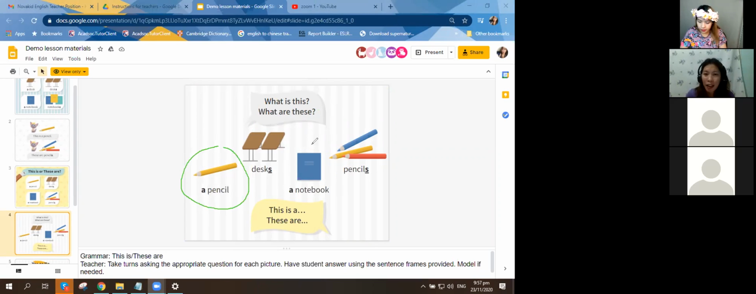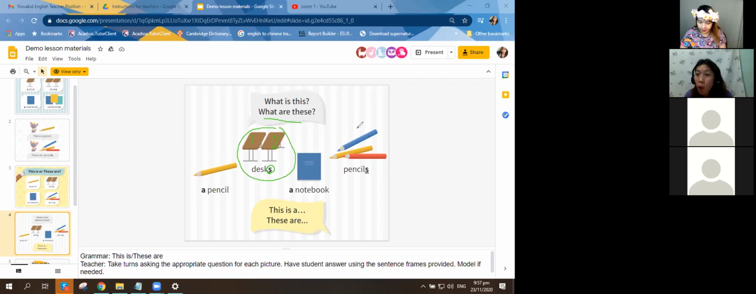Good. Ina, what is this? This is a notebook. Correct. Ina, what are these? These are one, two desks. Yeah, one more. These are desks. Good job.